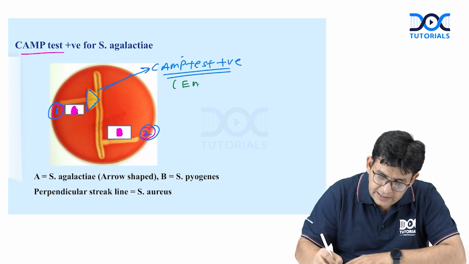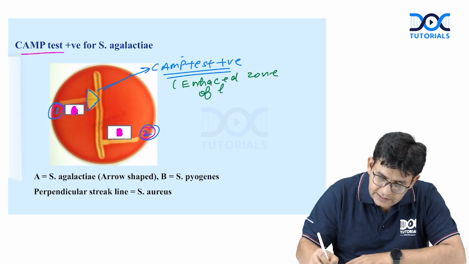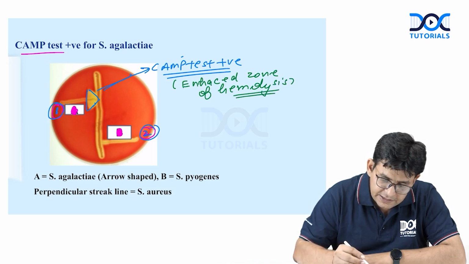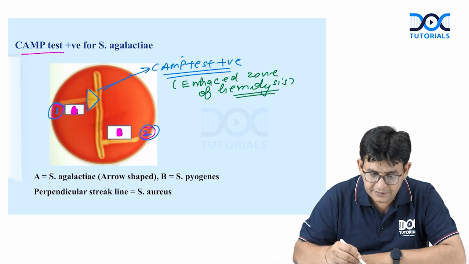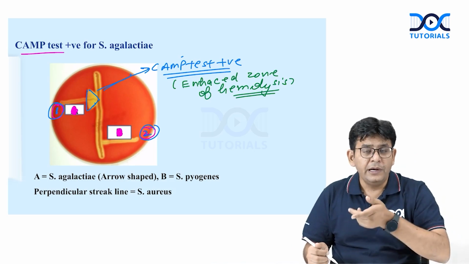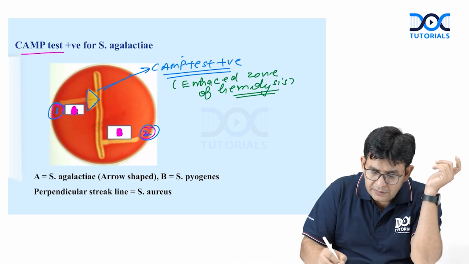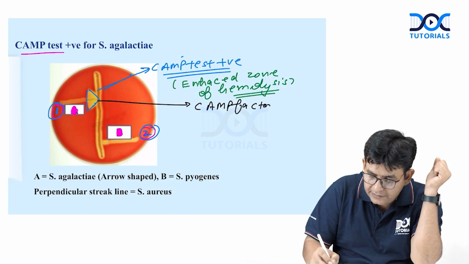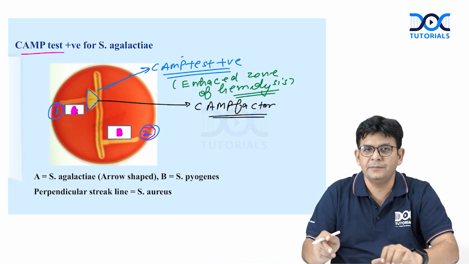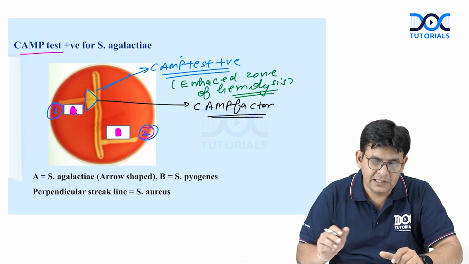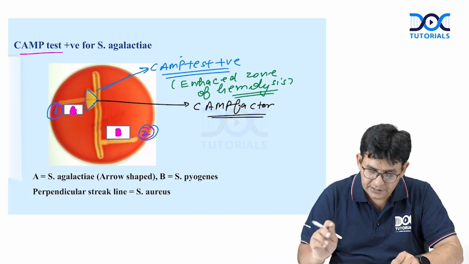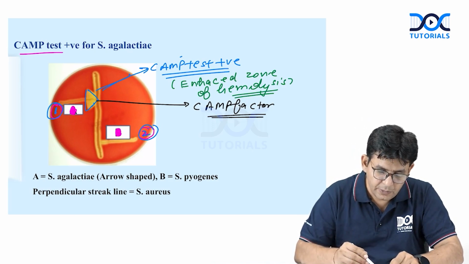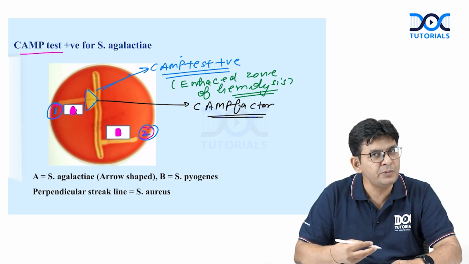This is termed as what? Enhanced zone of hemolysis. And this is CAMP test positivity. Is it fine? And I've already told you why this enhancement happens, because of the factor release. Which particular factor? The CAMP factor. And this is what is termed as Christie-Atkins-Munch-Petersen testing.